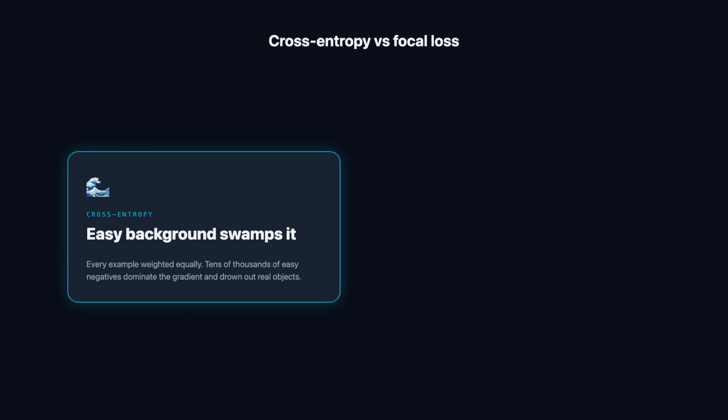To feel the problem, put the old loss and the new one side by side, because the difference is everything. The usual choice is cross-entropy loss, and it treats every example the same. That sounds fair, but remember the detector sees tens of thousands of easy background patches per image. Each patch contributes only a small loss, yet summed together they utterly dominate the gradient. The signal from the few real objects gets drowned out, so the model barely learns anything useful at all.